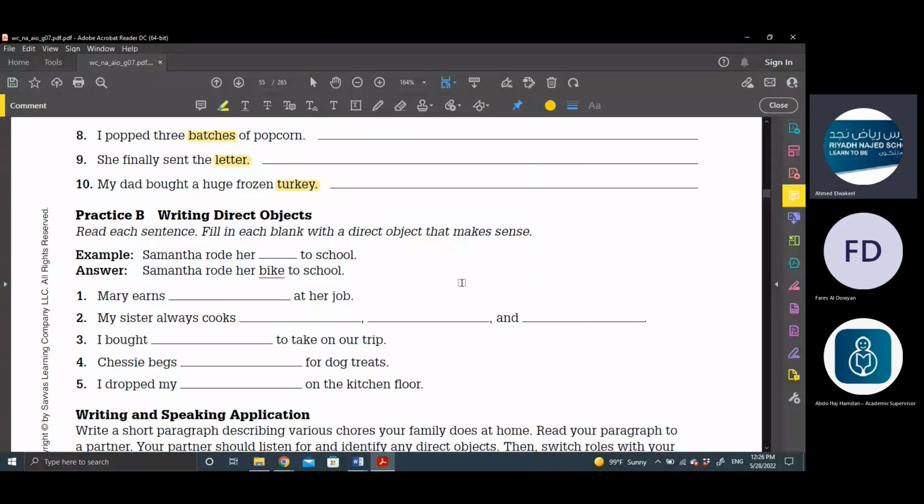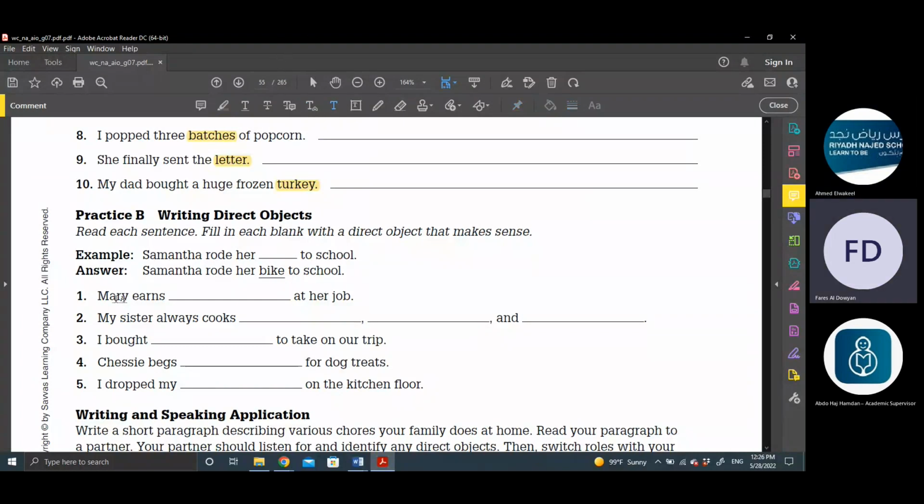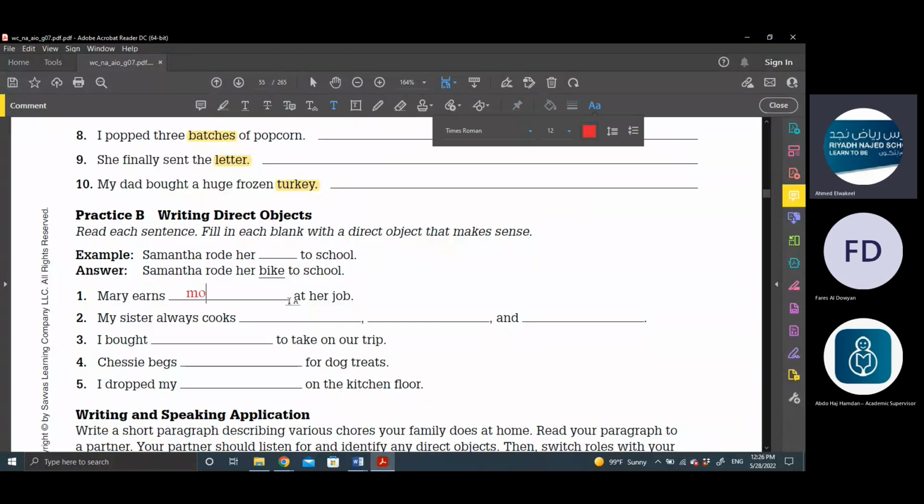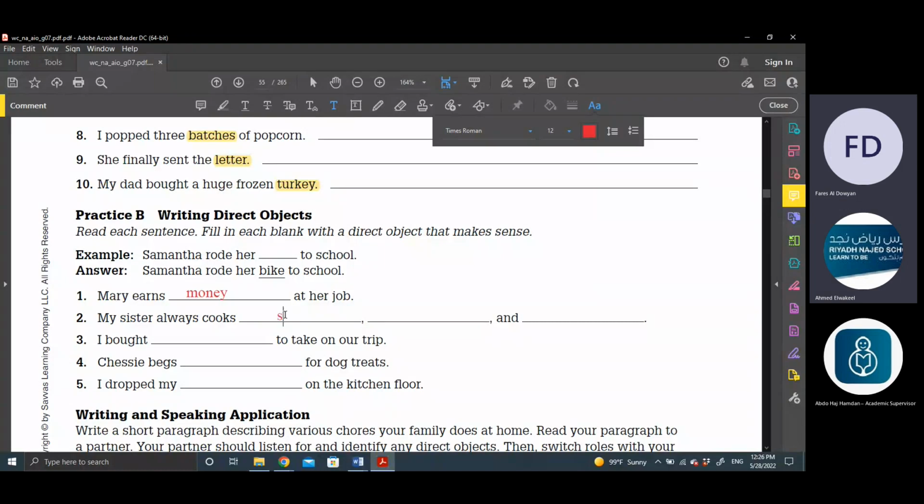And practice B here, writing the direct object. Of course, the answers may vary from one person to another, so you can continue by using any direct object. Mary earns blank at her job. Money. She earns respect. She earns love. Whatever number four is, shawarma. The potatoes and bechamel. I love bechamel.